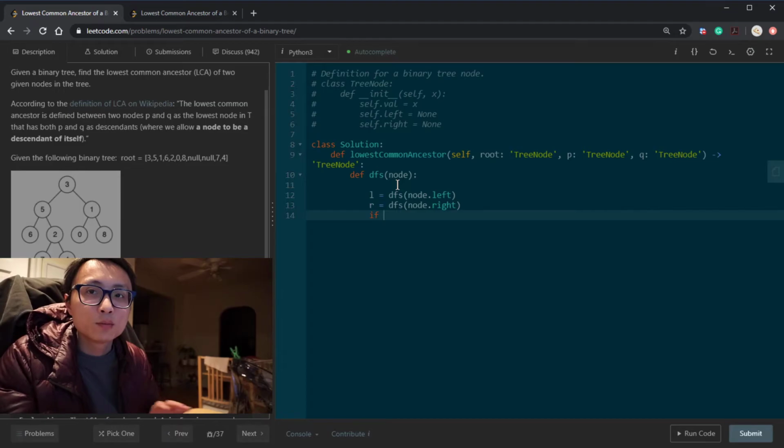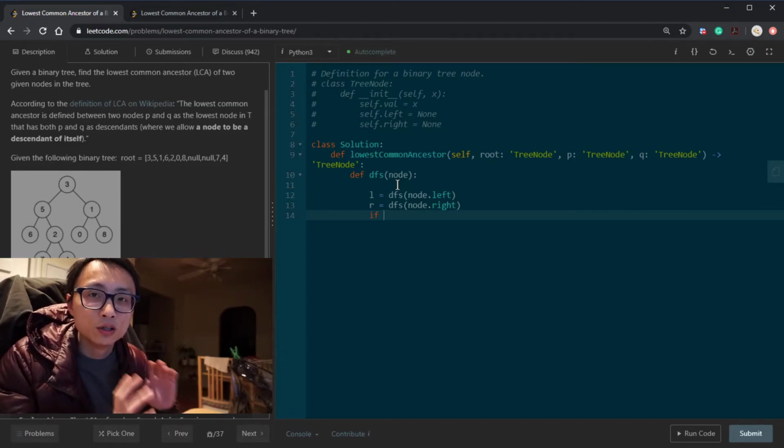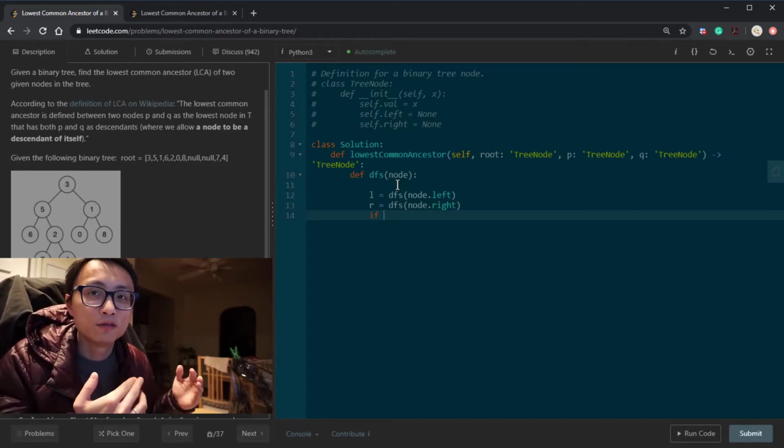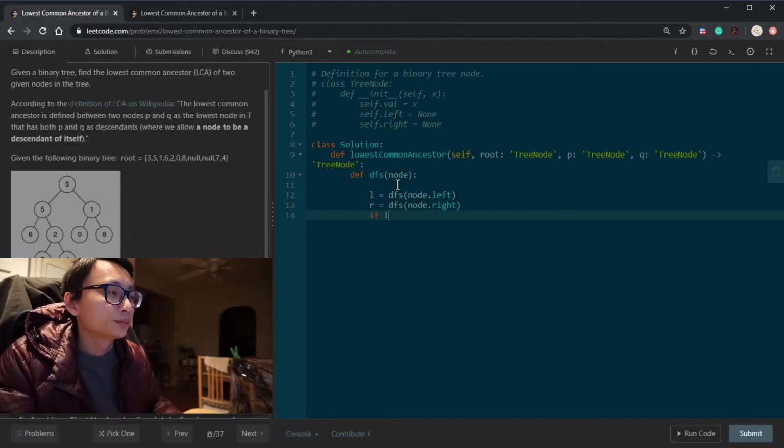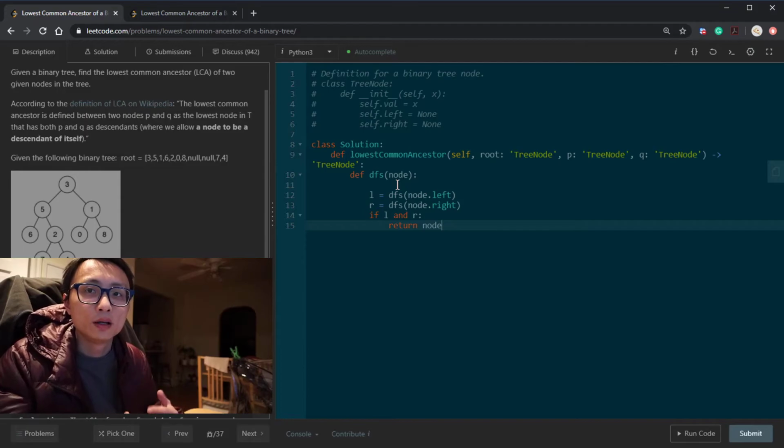And if both of my sides return a node that they found, then I must be the first LCA node. I'm just going to tell my upstream, I'm the LCA.